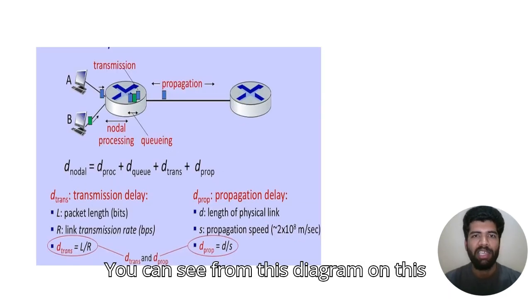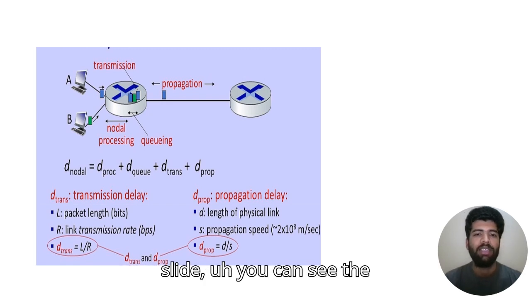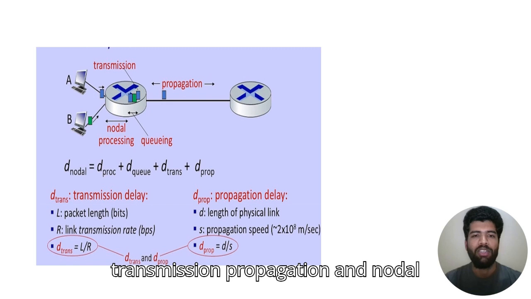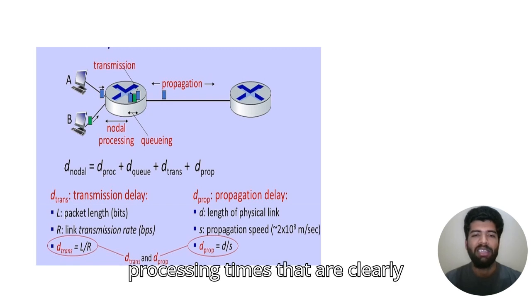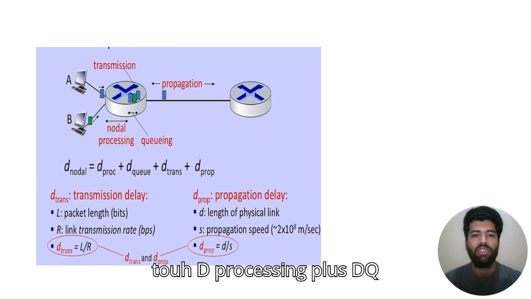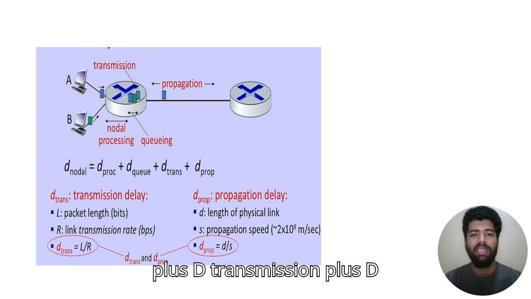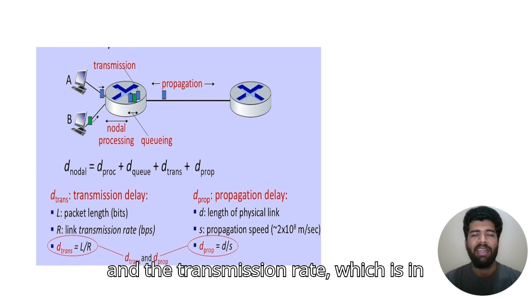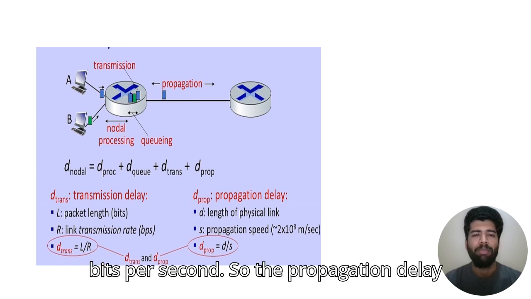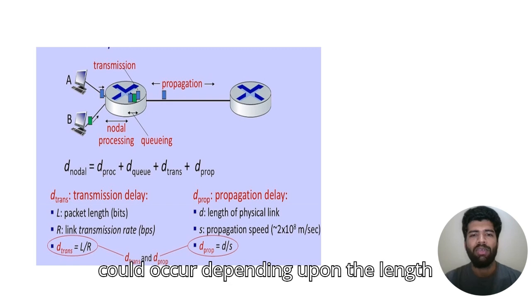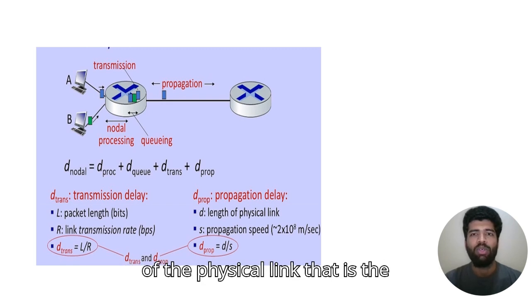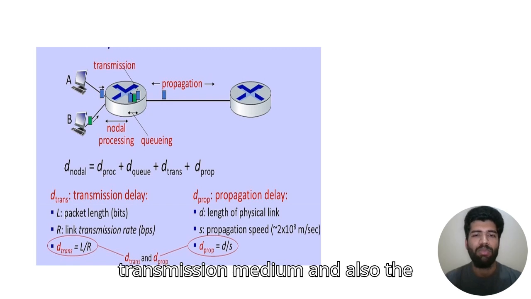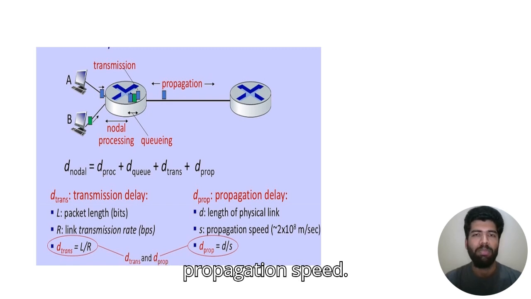You can see from the diagram on this slide the transmission, propagation, and nodal processing times that are clearly stated here. D nodal equals D processing plus D queue plus D transmission plus D propagation. Transmission delay refers to the length of the packet in bits and the transmission rate, which is in bits per second. The propagation delay depends upon the length of the physical link, that is the transmission medium, and also the propagation speed.